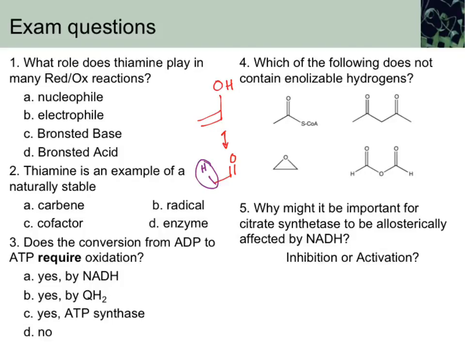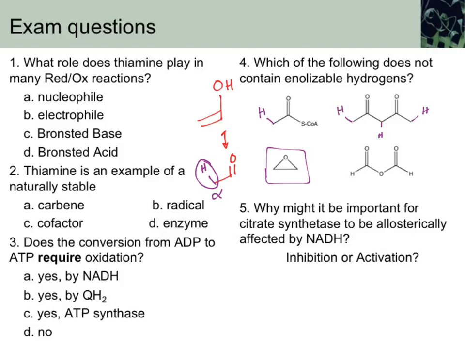We need a hydrogen located at which position? Our alpha carbon. So which of those structures has a hydrogen at the alpha carbon? There's one. There's one. There's one. There's one. So that one's got a lot of enolizable hydrogens. Is there any enolizable hydrogens here?